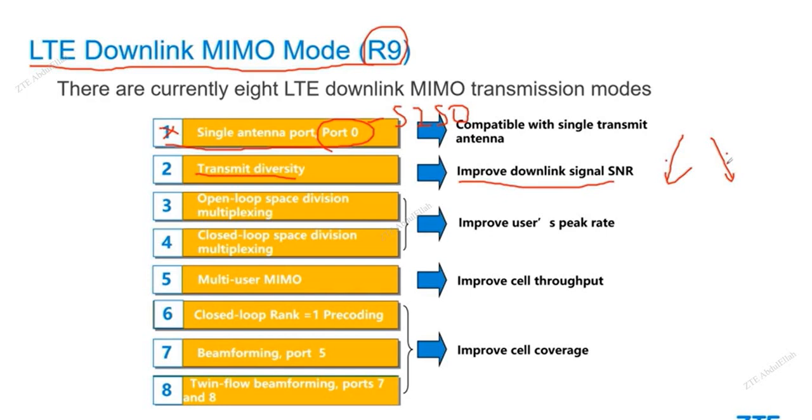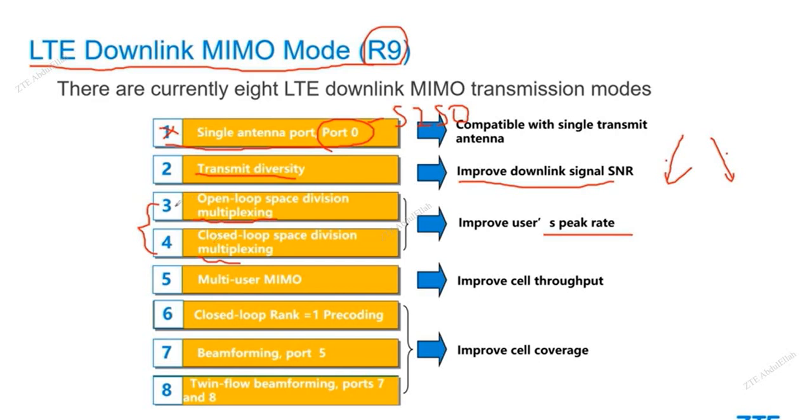Okay, how to improve your data rate? How to improve your throughput? We are using mode 3 and mode 4. Mode 3 and mode 4 are multiplexing. Okay, so because of multiplexing, it can improve the user peak rate. But we can see mode 3 is open loop, mode 4 is closed loop. What's the difference? Open loop, you can think of as multiplexing with no feedback. Closed loop is multiplexing with feedback.